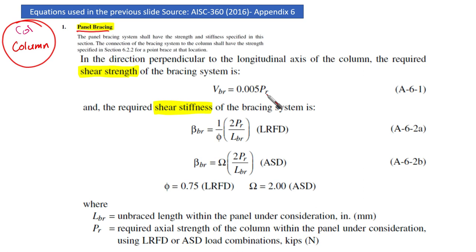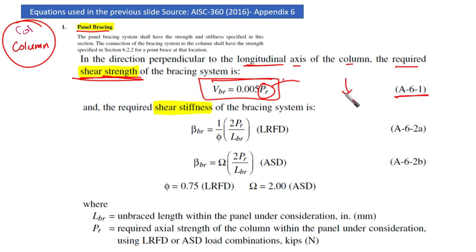It is equation 6-1. In the direction perpendicular to the longitudinal axis of column, the required shear strength of the bracing system is this value. We call it the required shear strength perpendicular to the longitudinal axis of column, VBR equals 0.005 PR. So what is PR?